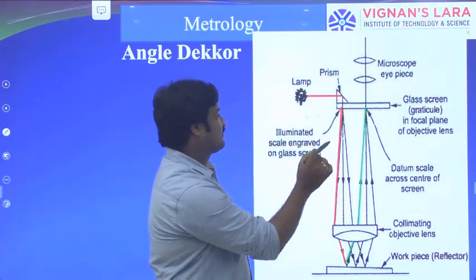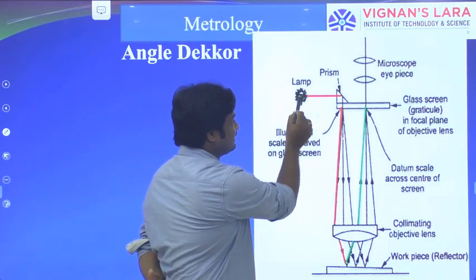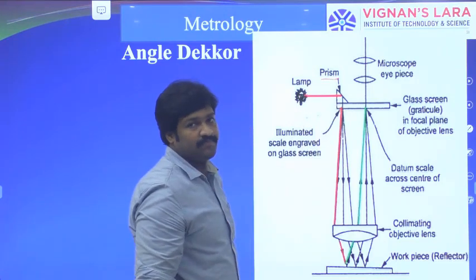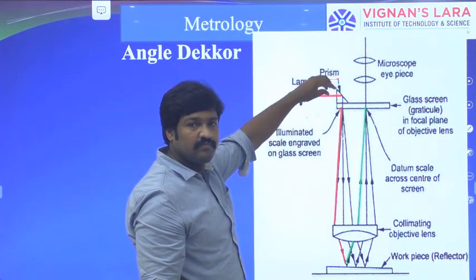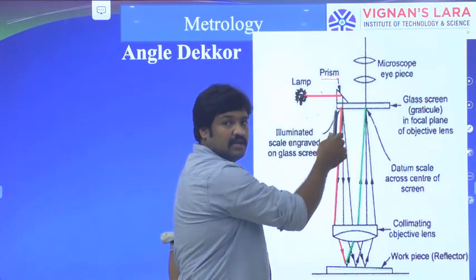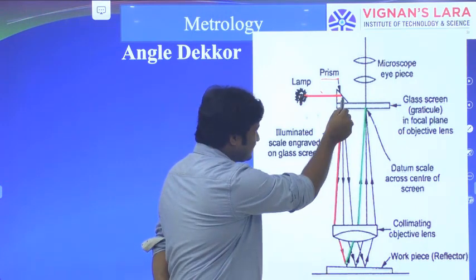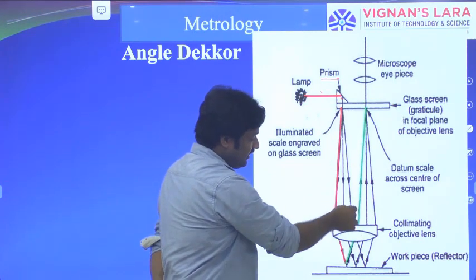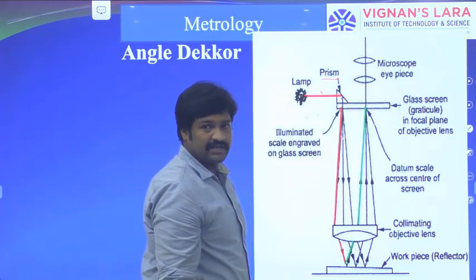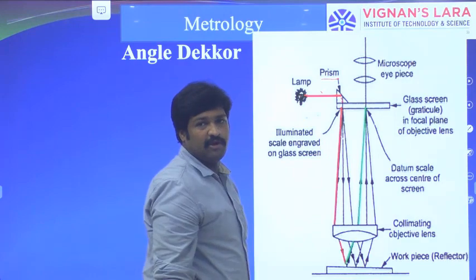Now coming to the principle. A light source is emitting from our lamp and it is projecting on the prism. By means of the prism, the ray is split into a number of rays. Here from a single source, a single line, it is deviating into three lines. The red mark indicates the projected light. The light from the prism is deviating and falling on the collimating lens.